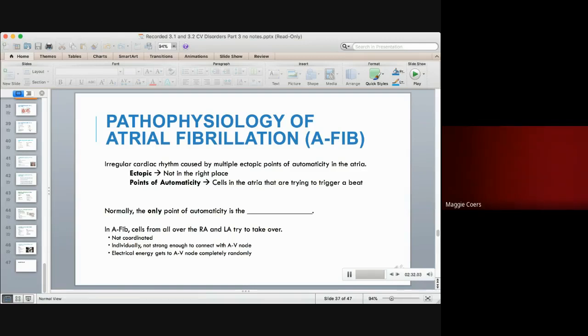So to answer the question on the slide, normally the only point of automaticity is the SA node, and that is in the right atria.